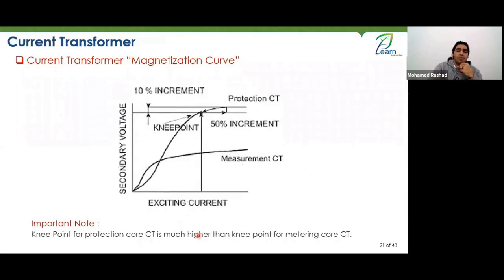So it's also important to note that the knee point in the protection core is larger than the knee point in the metering core.